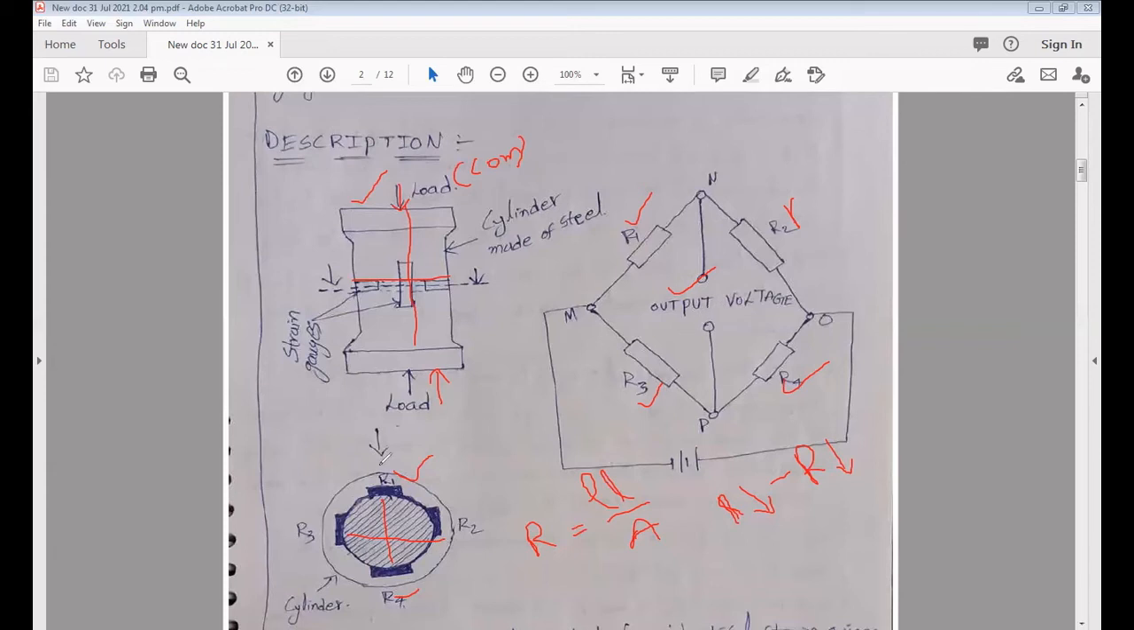Whenever we apply a compression on the material, automatically all four arm resistances will change. Because of that, the change in the resistance will give a different output voltage in the measuring meter. Due to that voltage we can decide how much compression, how much load or how much force we applied on that particular cylinder. We decide it by the output voltmeter voltage.